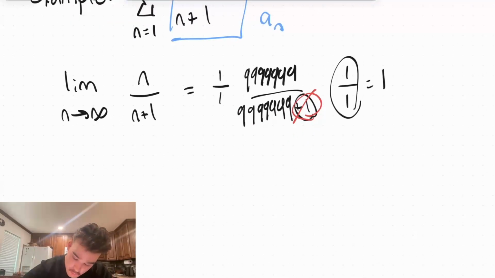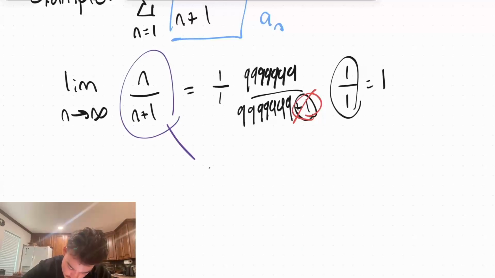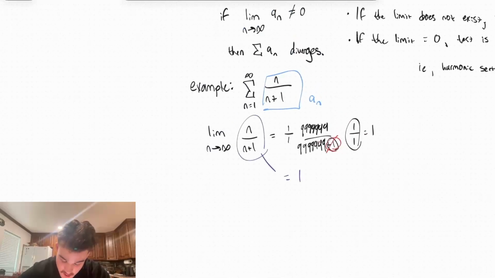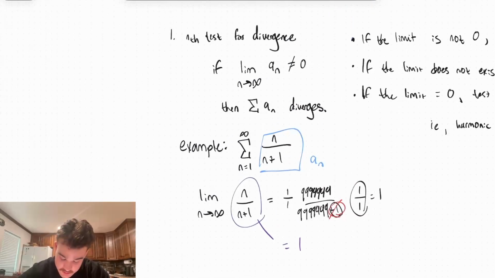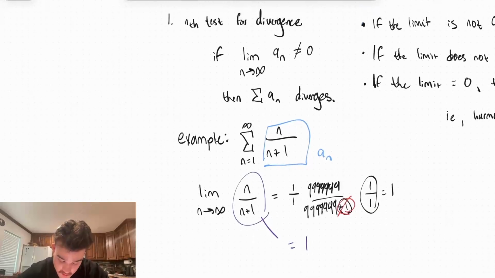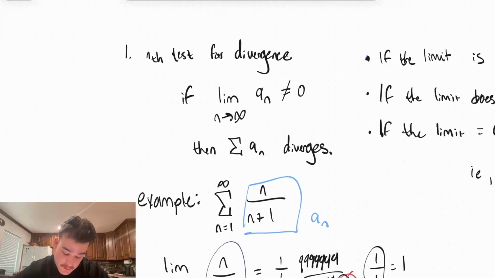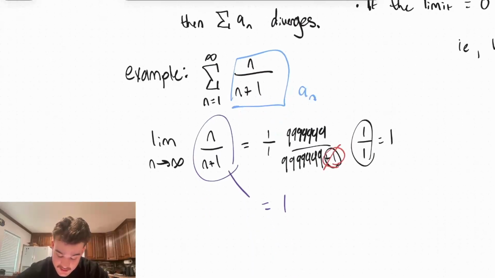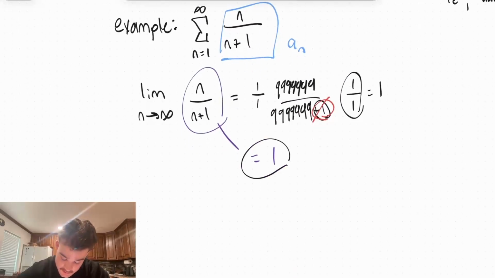So we found that this limit is equal to 1. And 1 does not pass the nth test for divergence, or you might say it does pass because it diverges. We found that the limit as n goes to infinity of a sub n, where we called n over n plus 1, does not equal 0. In fact, in this case, it equals 1.